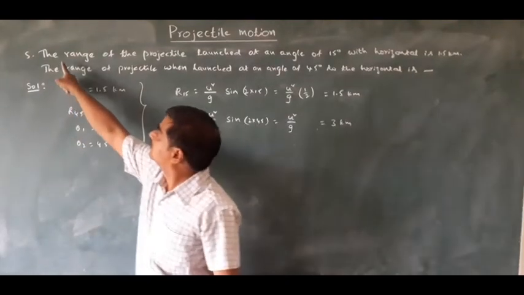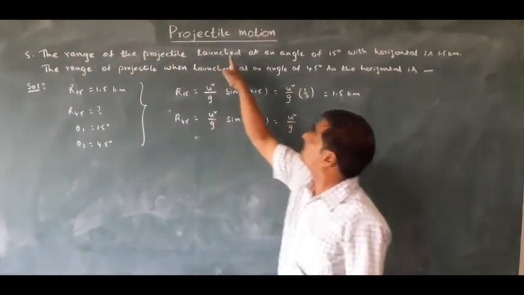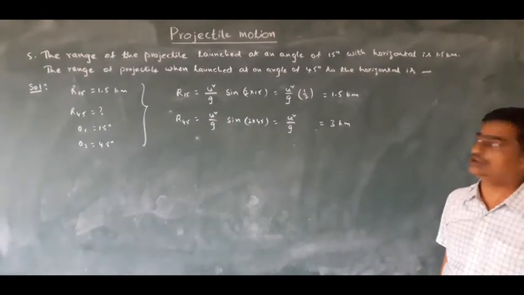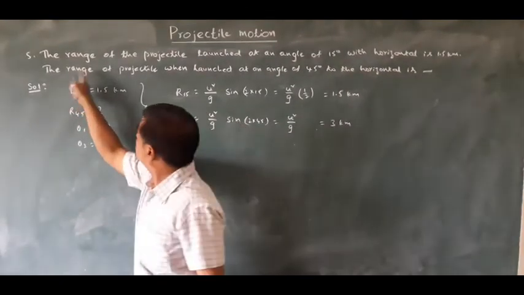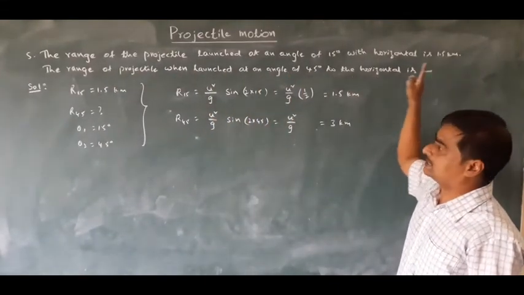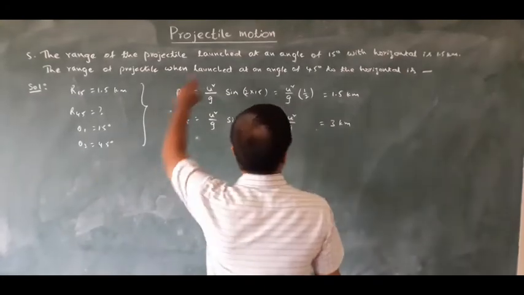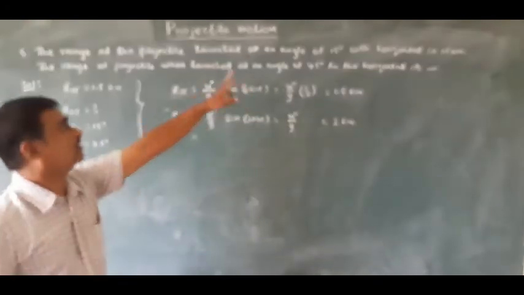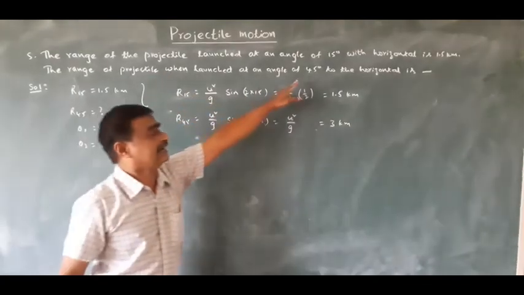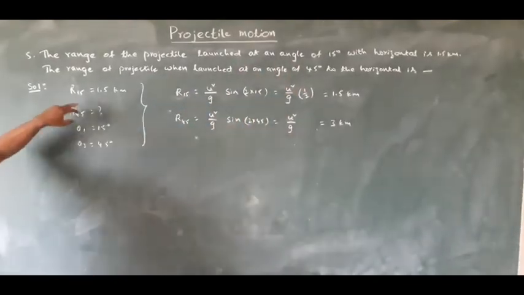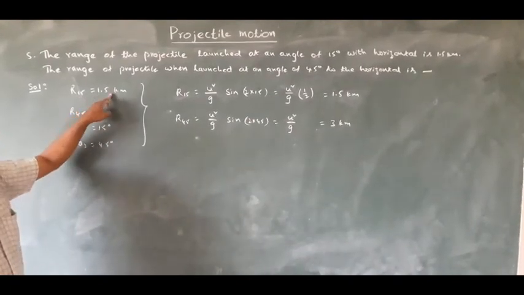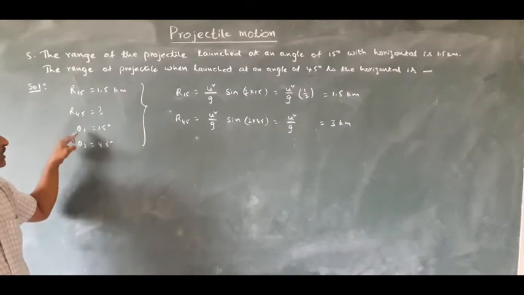Next one. The range of a projectile launched at an angle of 15 degrees with the horizontal is 1.5 km. What is the range of the projectile when launched at an angle of 45 degrees to the horizontal? When launched at an angle of 15 degrees it is 1.5. What is the range when it is projected at an angle 45 degrees?